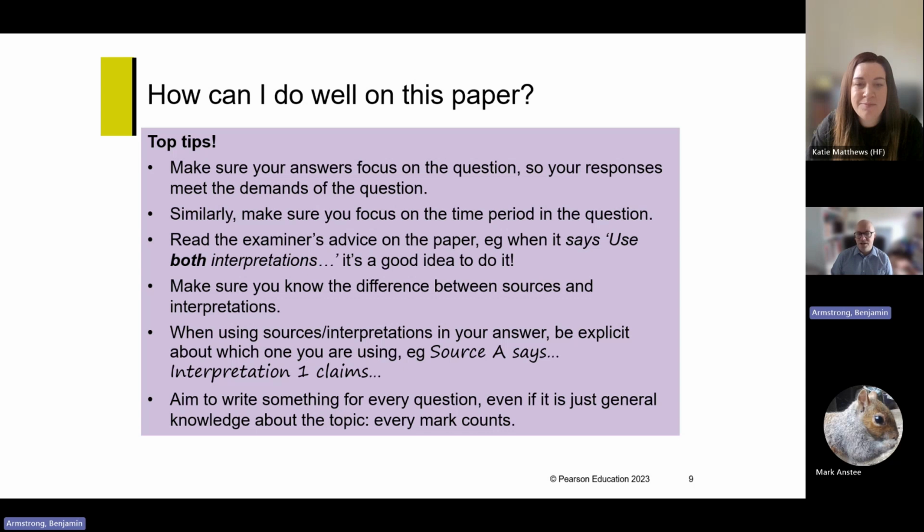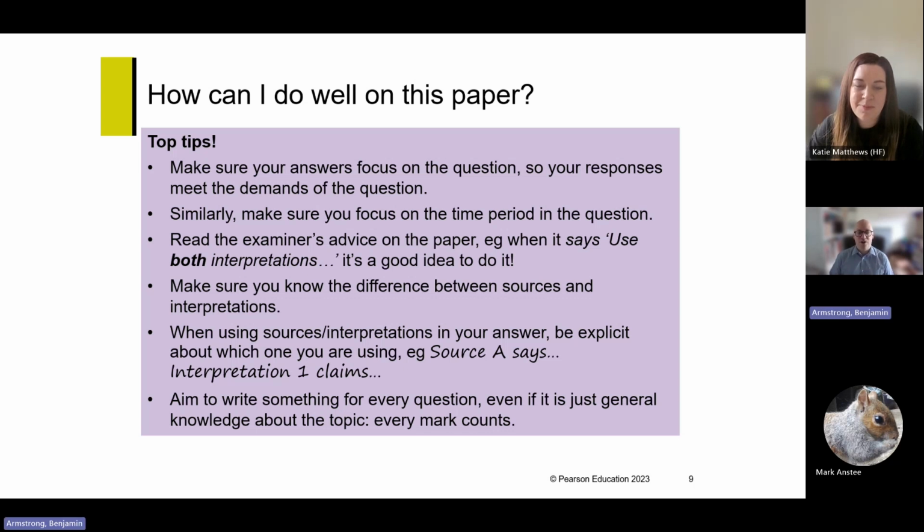And we'll cover this more in detail in the second video about section B, but we will be talking on this paper about sources and interpretations. It's really, really important that you know the difference between a source and an interpretation. Even though they might look similar on an exam paper, they're both in a box labeled as a source or an interpretation, they're very different types of information, and you need to know how to handle them differently.